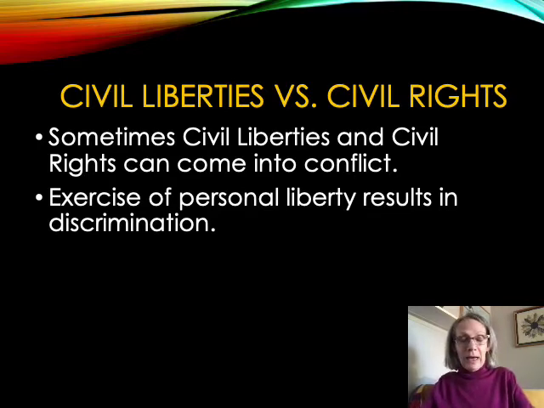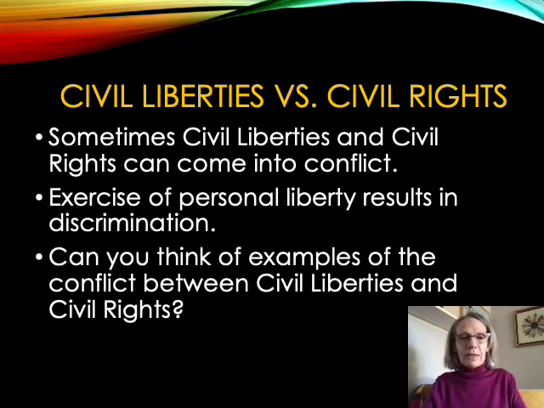And so the discussion that you're going to be engaging in this week has to do with that conflict between civil liberties and civil rights. Can you think of some examples of when civil liberties and civil rights come into conflict with each other? In other words, can you think of some times when somebody's trying to exercise their personal freedoms and it results in some sort of discrimination that the government is supposed to prevent, right? The government has an obligation to not allow that discriminatory treatment to take place. So take a moment and think if you can think of a time when these two things come into conflict with each other.